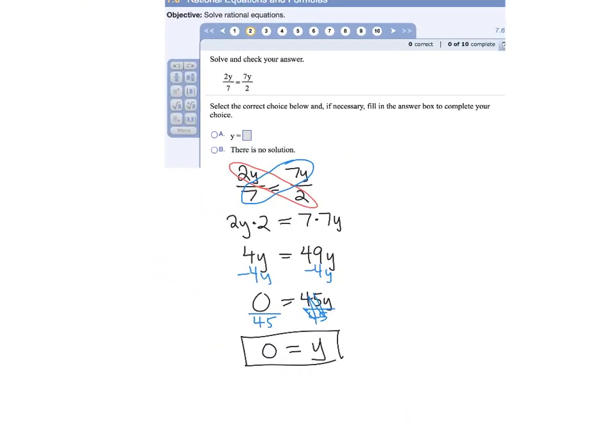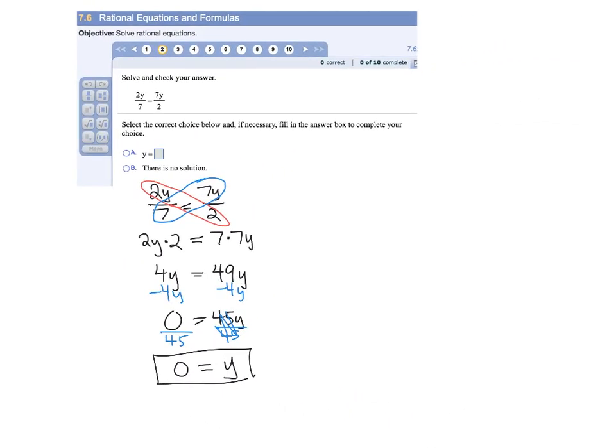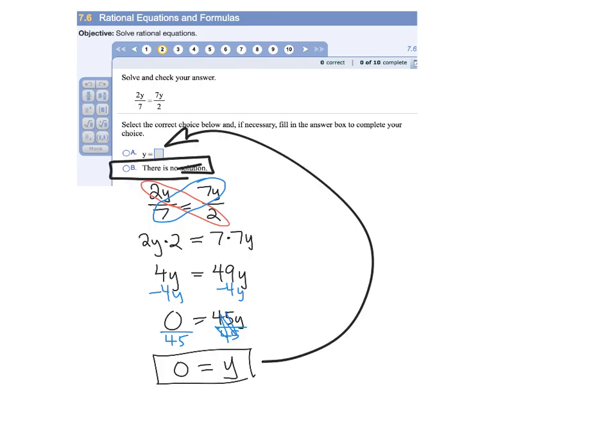So that means y is equal to 0. You are not going to put no solution because y is 0.